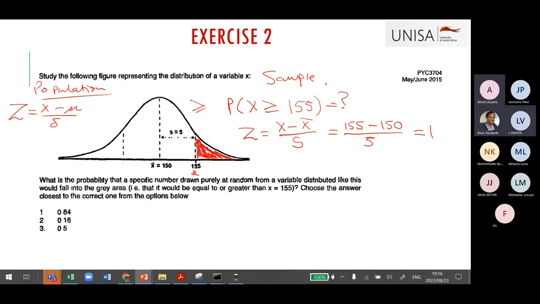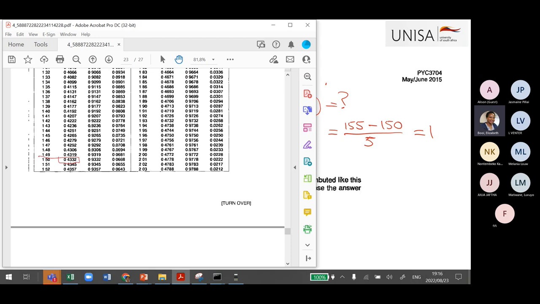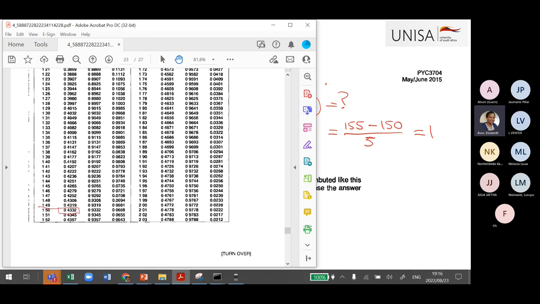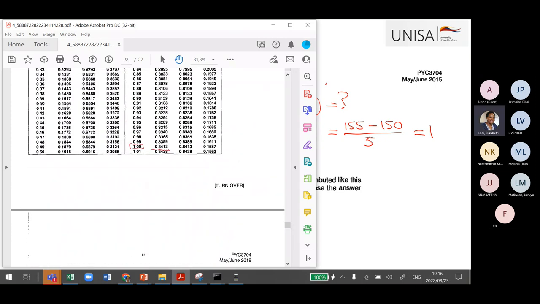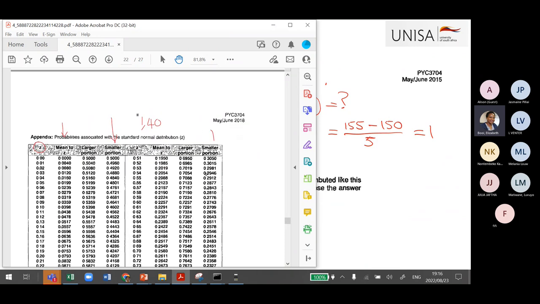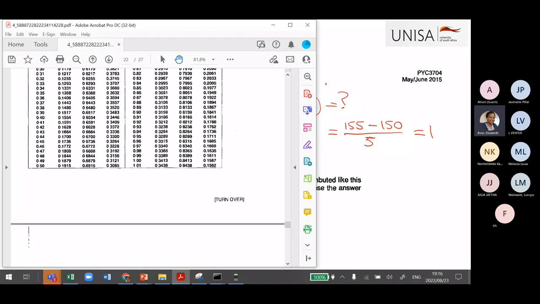The smaller side. It will be the smaller side because the shaded area is the smaller area, which makes it easier for you to see which side. So we're going to go to the smaller side and look for 1 on the Z score. So there is our 1. And our smaller side is the last column. So we go to 1.